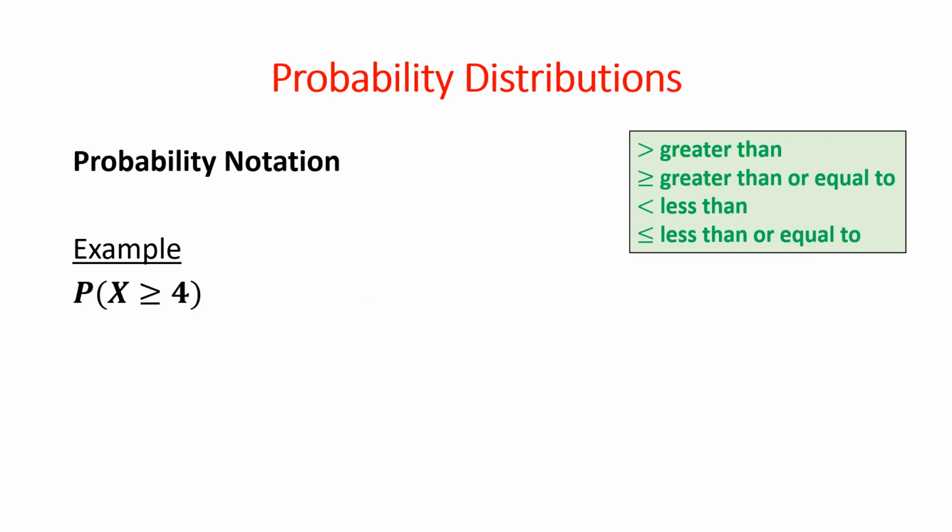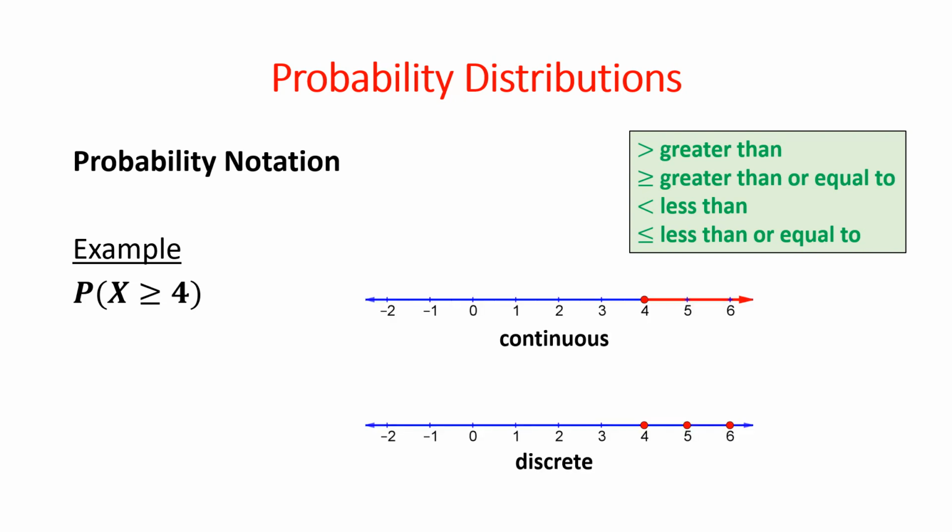But if I say greater than or equal to 4, for continuous, I can close up my circle for 4 and any number bigger, so it includes 4 and bigger. But for discrete, I can include 4, so I can have whole numbers 4, 5, 6, 7, 8, and so on.